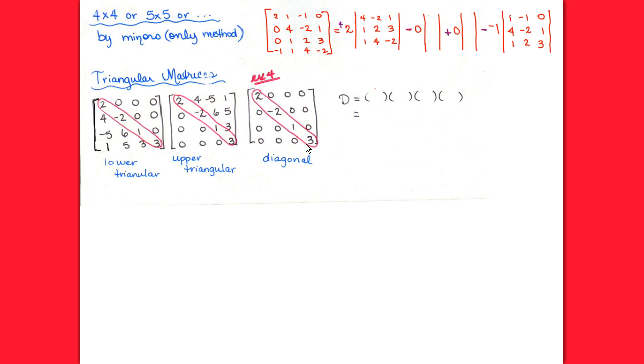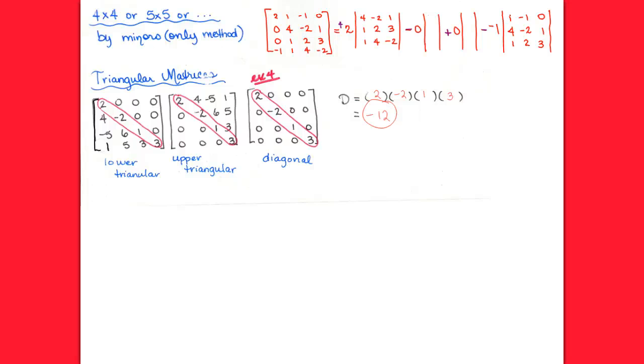Here's the cool thing about a triangular matrix. You can find its determinant by just finding the product of the main diagonal. So it doesn't matter if it's upper, lower, or diagonal. You can find the determinant by just multiplying the numbers that are in the main diagonal. So every single one of these would have the same determinant. It would be negative 12.